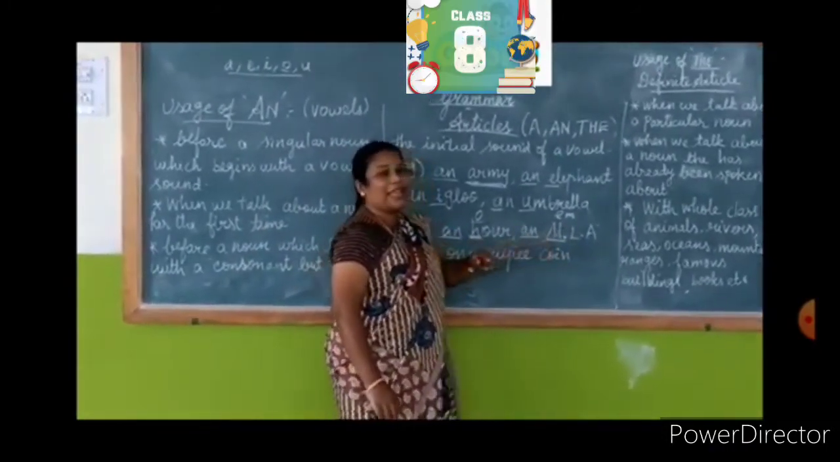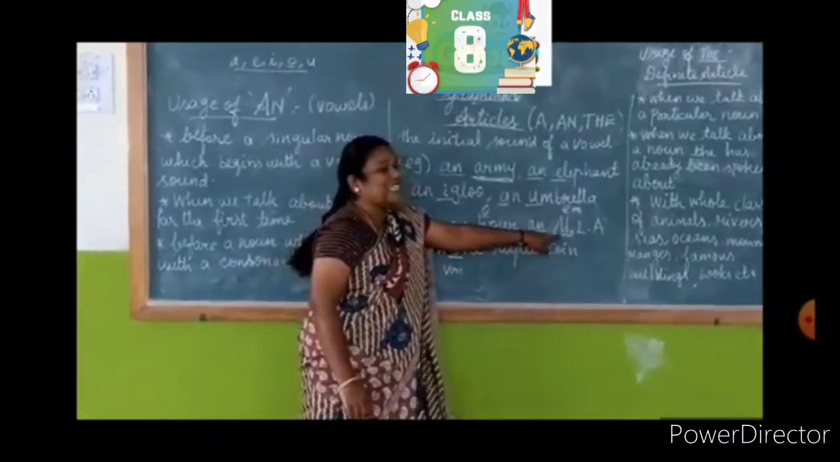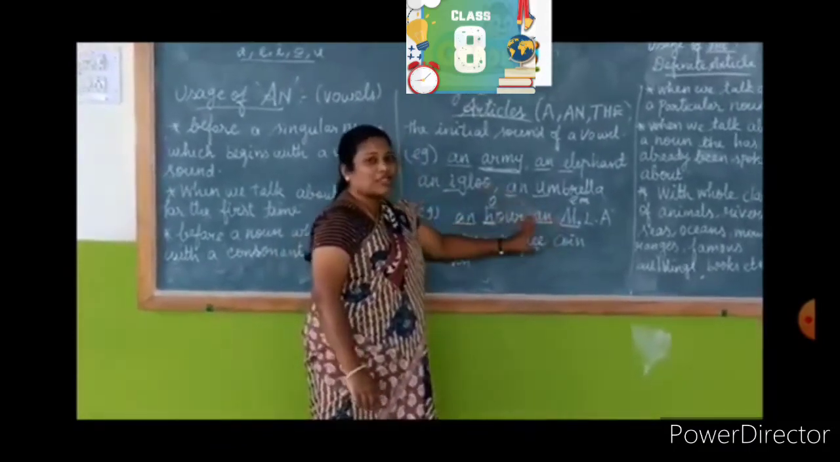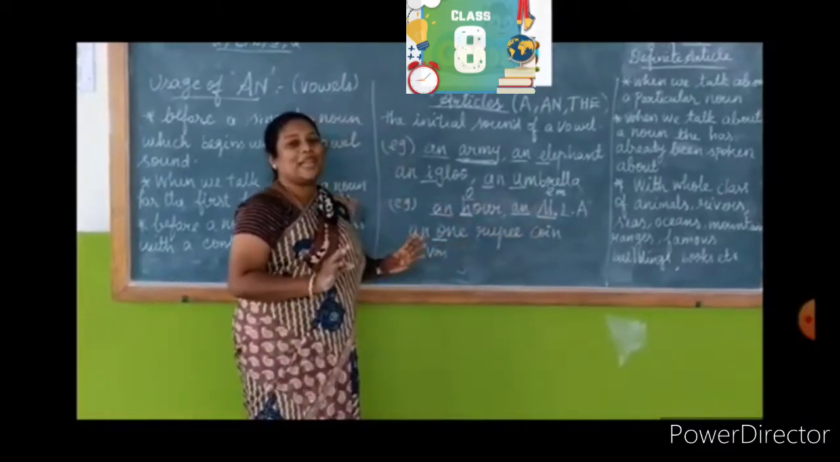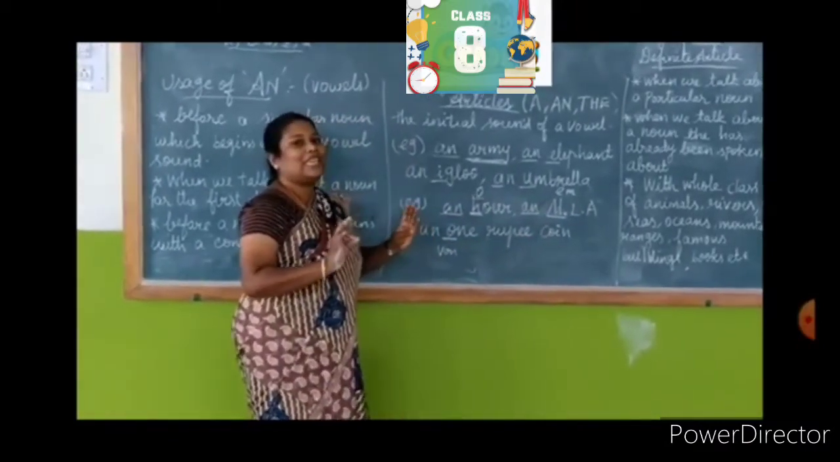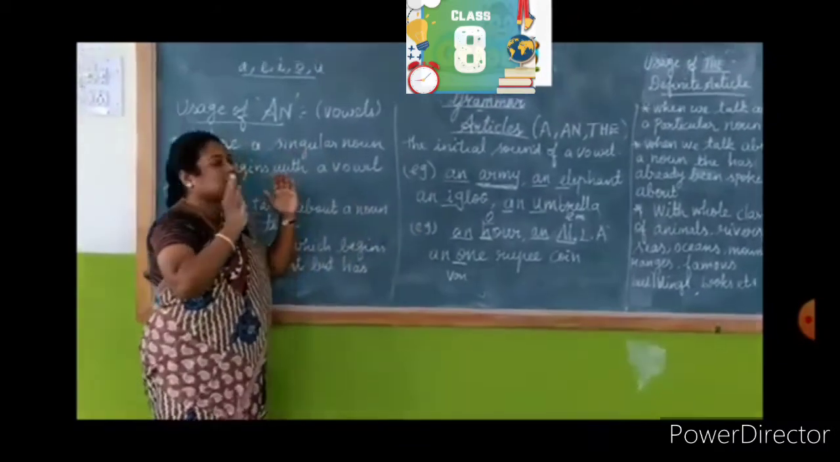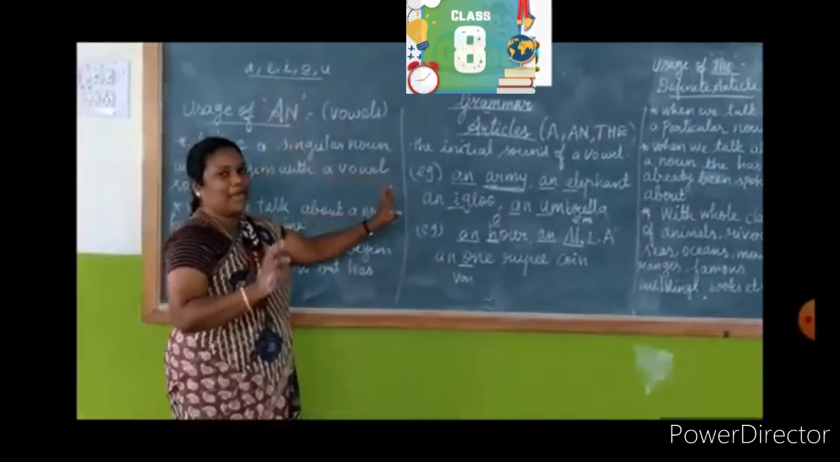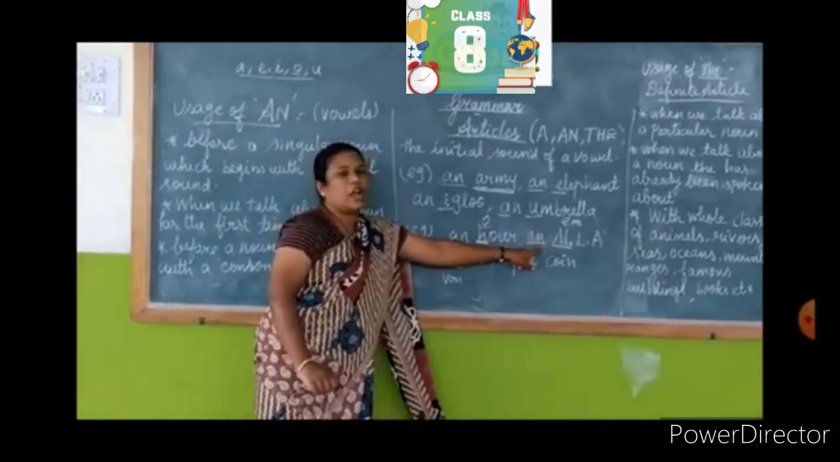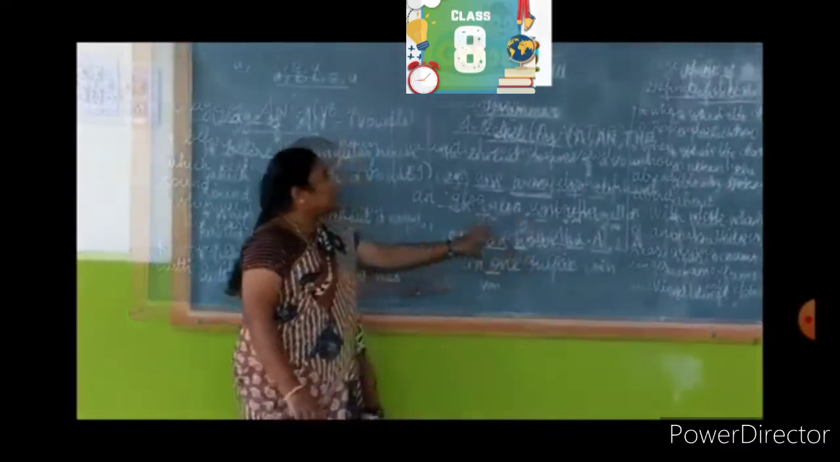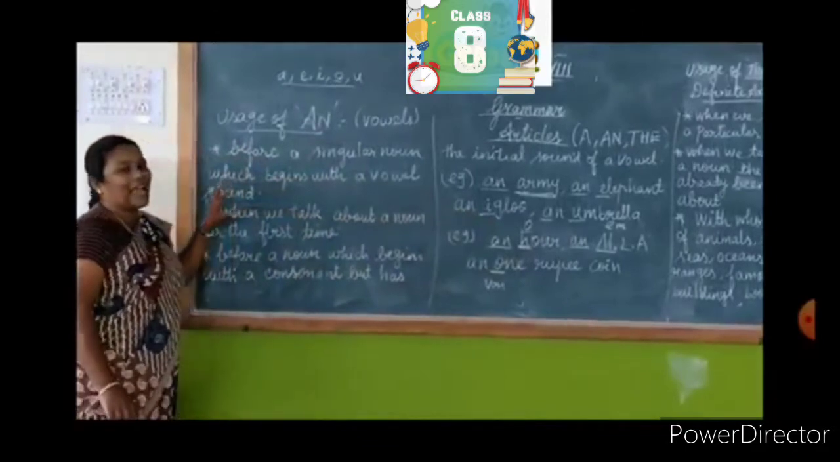Then see the next example: MLA. See here, the first letter is M. It's a consonant letter, but we have to pronounce it as 'em-el-ay'. The first beginning sound is an E sound. So we have to use an before the noun MLA. That's all for this usage of the article an, children.